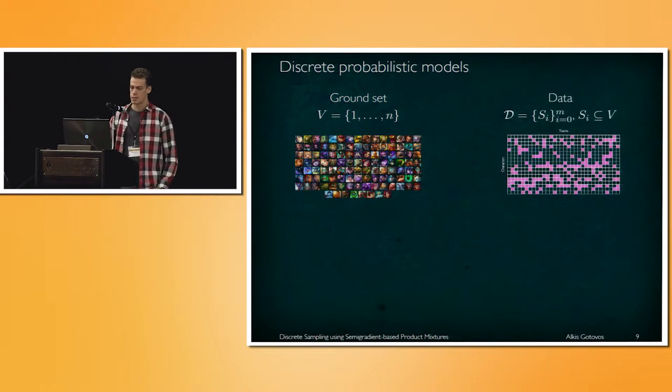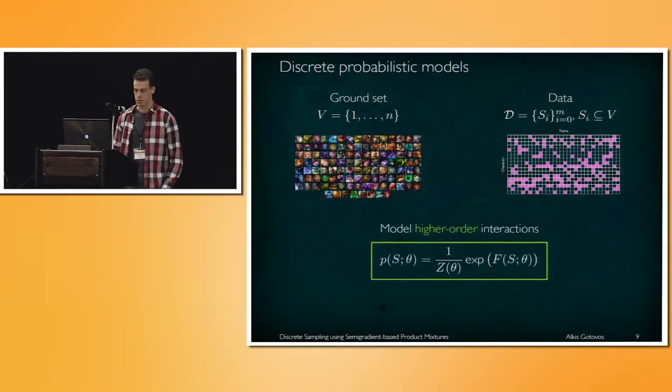To sum up this general setup, we have a ground set V of possible choices. We have a data set which consists of subsets of this ground set that have been made. And what we want to do is model these choices. One way to do this is to have a probabilistic model over sets. This is a distribution over sets, parameterized by some parameters theta, and it looks like this.